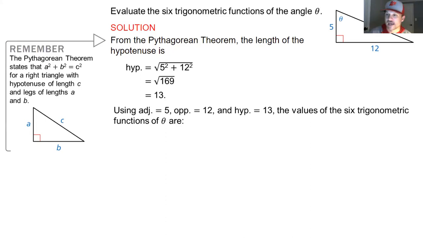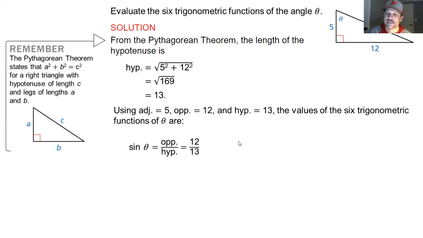12 is your opposite side because it does not touch your theta. 5 is the adjacent because it's next to it. And then the hypotenuse is 13. So sine, remember, SOH CAH TOA, sine is opposite over hypotenuse, which is 12 over 13.